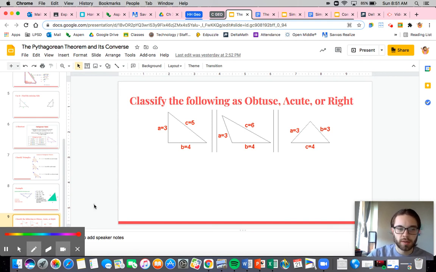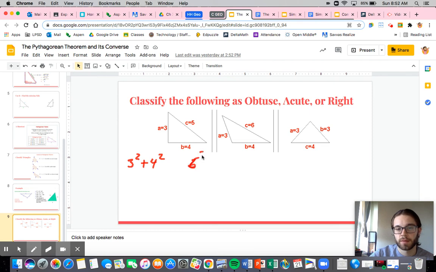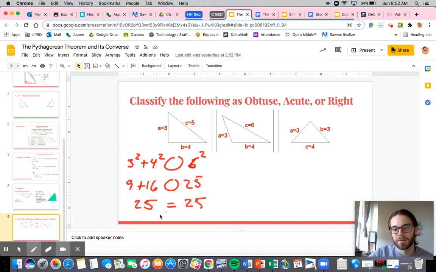All right, so let's just look at this. We have 3 squared plus 4 squared, and then here we have 5 squared. I'm going to leave this blank because I don't know what the symbol should be yet. So this would be 9 plus 16. This is a Pythagorean triple, so you probably already know the answer. 25 is equal to 25. So this is right.